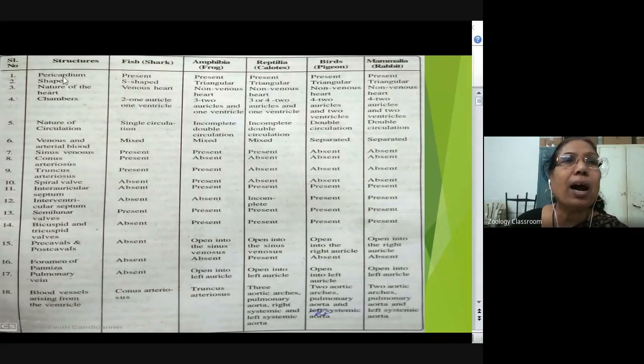The shape of the heart: in fish it is S-shaped, in amphibia triangular or conical, in reptile triangular or conical, in birds triangular, but in mammal it is pear-shaped.